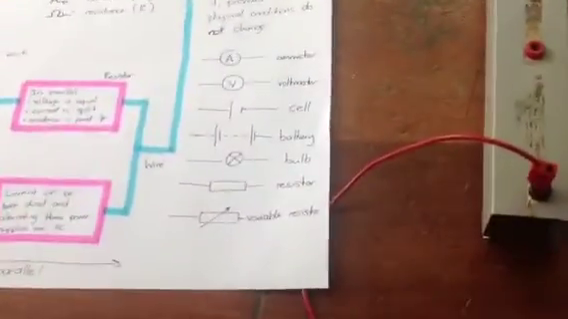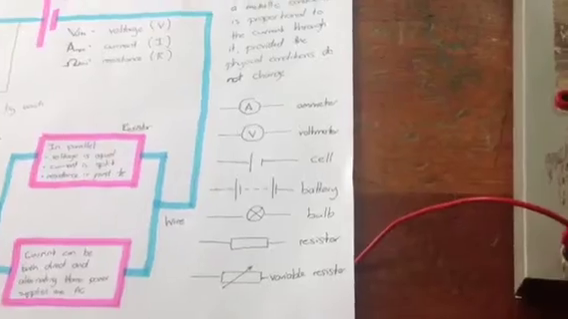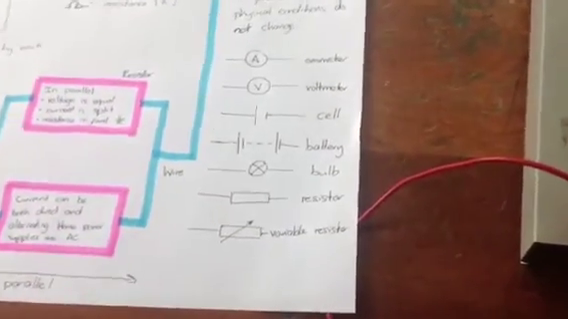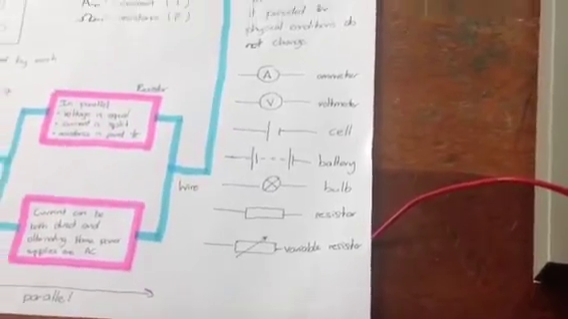And finally, some examples of circuit components are ammeters, voltmeters, a cell which can be made into a battery, a bulb, a resistor and a variable resistor.